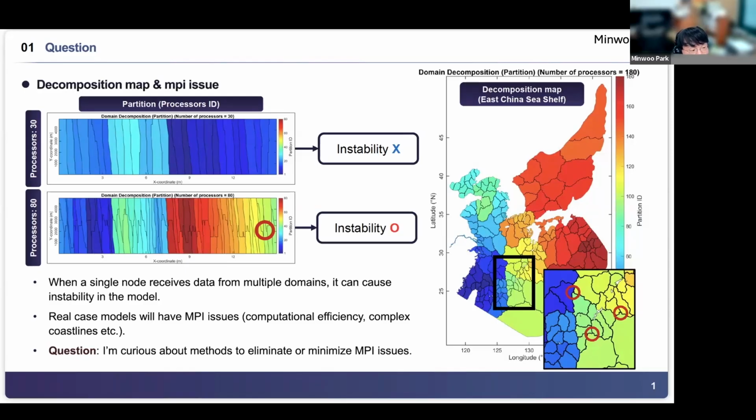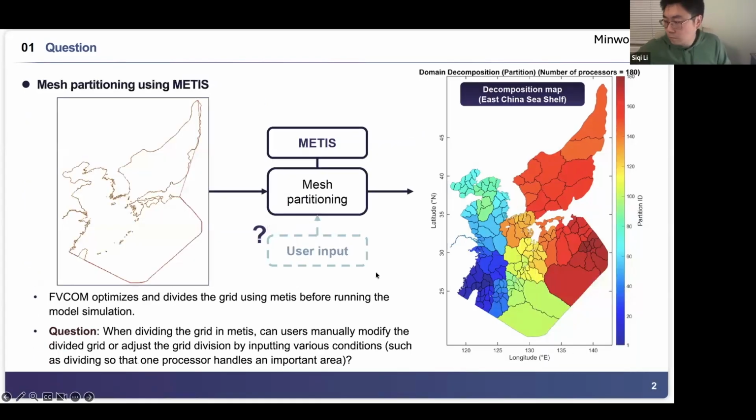Also, FVCOM optimizes and divides the grid using methods before running the model simulation. So I'm curious whether users can manually modify the divided grid, or whether users can adjust how the grid is divided by inputting various options in Metis. This is my question. Thank you.